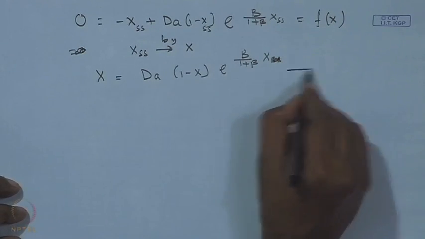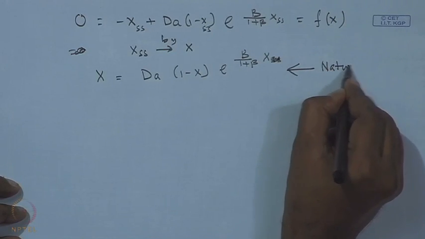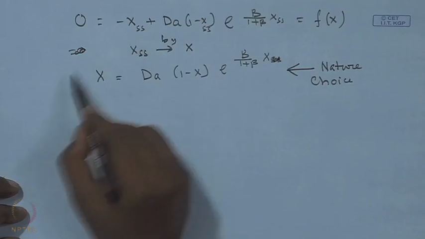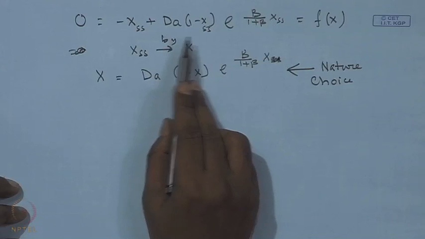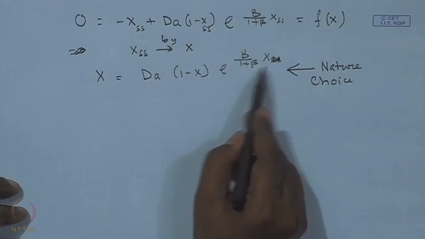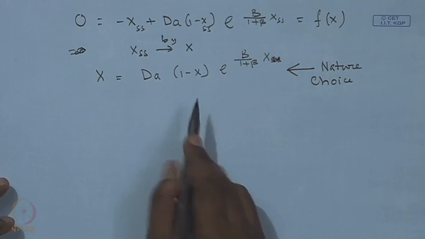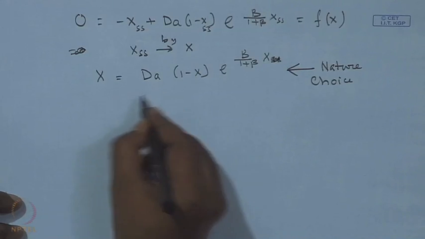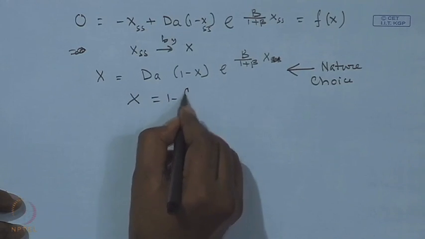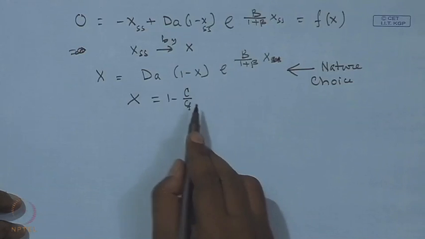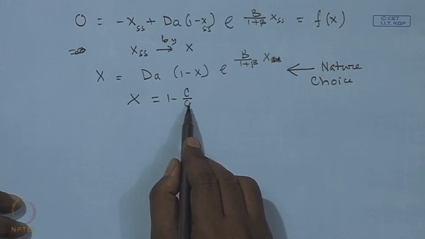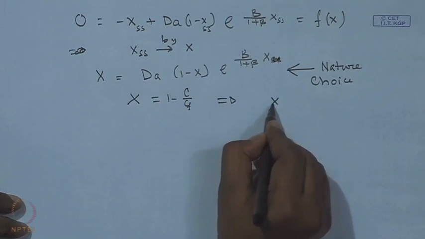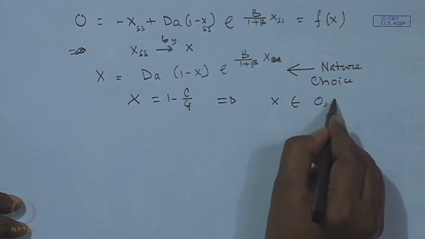The natural choice of writing this equation is the way it is written: x is equal to, x taken on the other side, dA into (1 minus x) e to the power b by (1 plus beta times x). Now, let us try to analyze this expression. If you see the left hand side, what is it? It is nothing but conversion C by Cf, and C by Cf is always a fraction. Therefore, 1 minus C by Cf is a fraction. As a result, x is always a fraction. The domain of x is from 0 to 1.